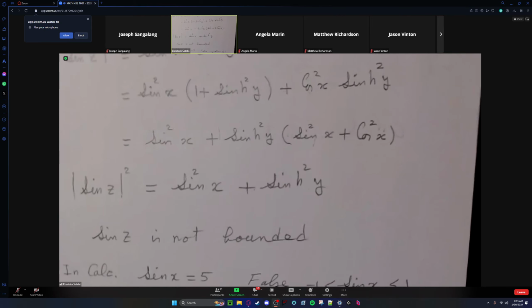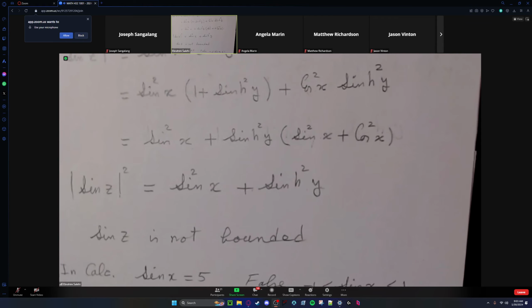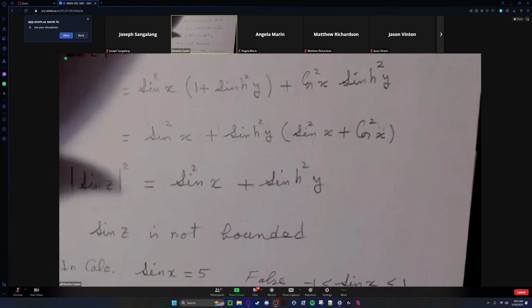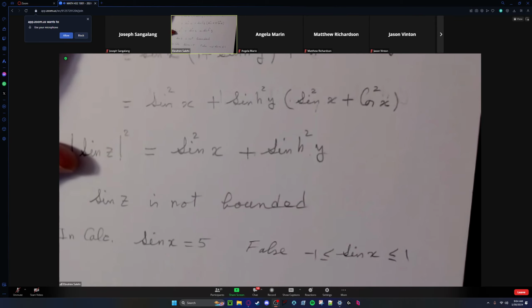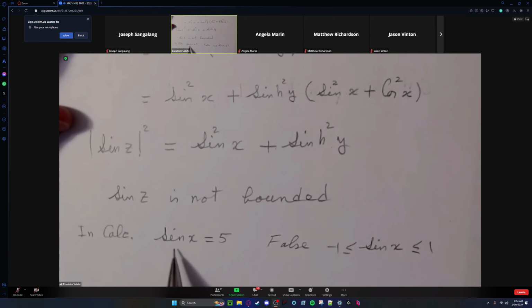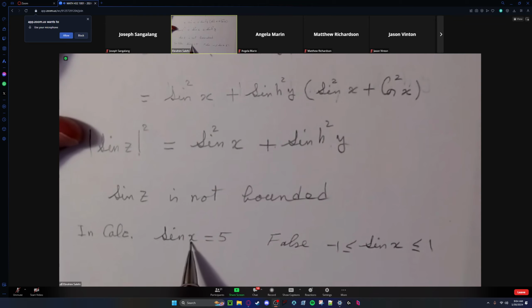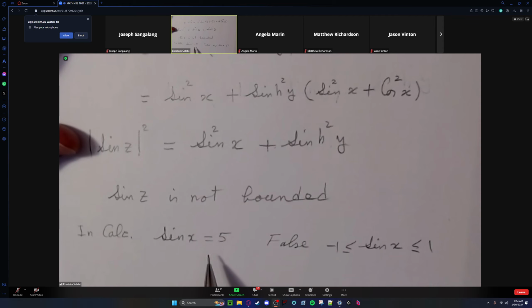So, sine z is not bounded. Sine z is not bounded. In calculus, it was bounded, but not in complex. Let me tell you what happens. In calculus, if they give you this equation, find the x so that sine of x is 5, you would say, are you crazy? Sine of x is always between -1 and 1. Cannot be 5.